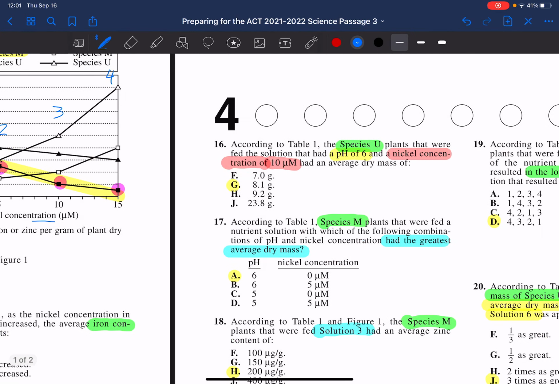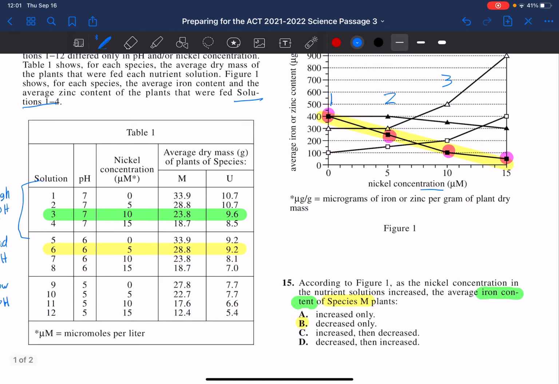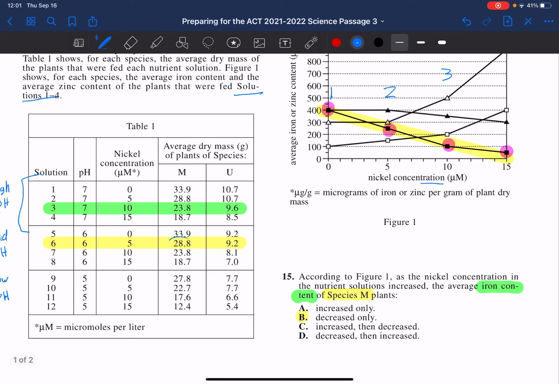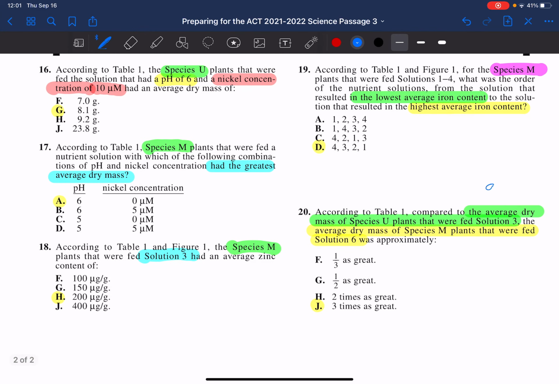Now, what do we want to look at? Solution 3, we're looking at species U. Solution 6, we're looking at species M. So what we're doing is we're comparing 9.6 versus 28.8. And so it says compared to. So this right here, the 9.6 is our basis of comparison. And so the question is, how much bigger is 28.8? Well, it's bigger. So that means we can cross off letter F and letter G.